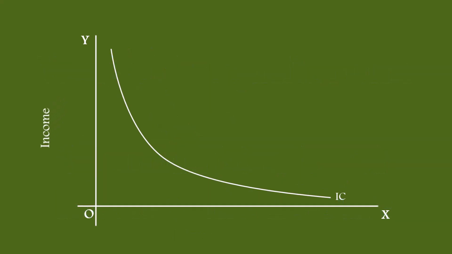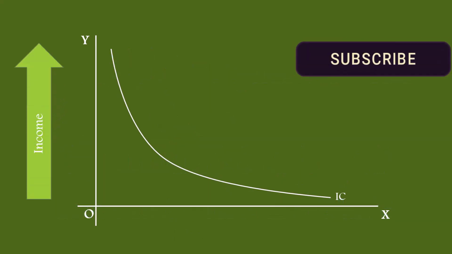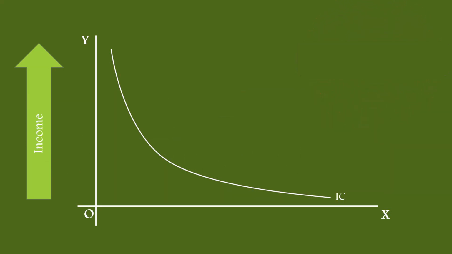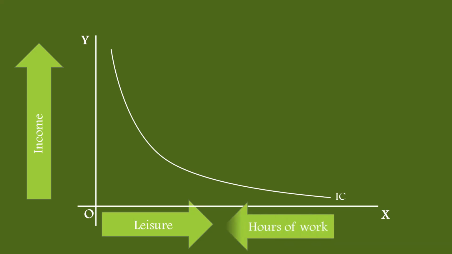A typical workers' indifference curve has income along the y-axis and leisure along the x-axis. Regarding the x-axis, apart from leisure, there is one more variable. It is hours of work. From left to right, leisure hours are measured, and from right to left, hours of work are measured. The indifference curve consists of all combinations of income and leisure that yield the same level of satisfaction.